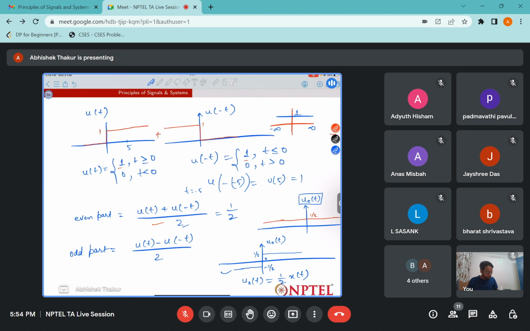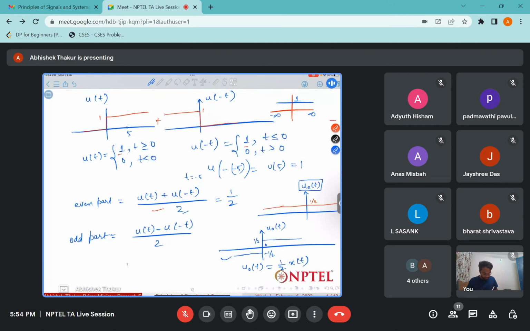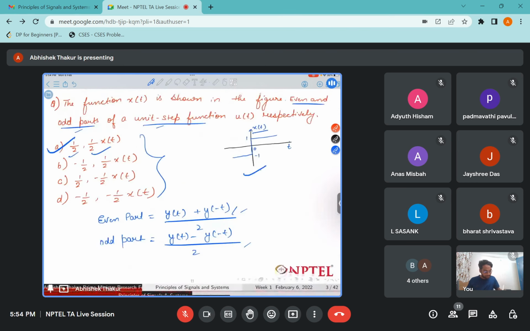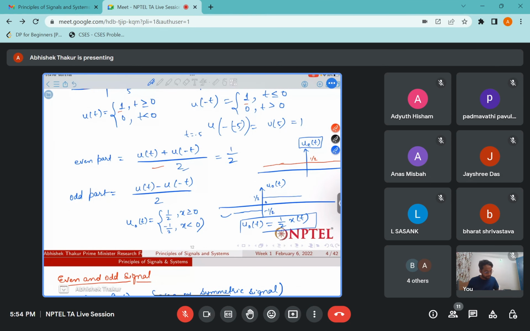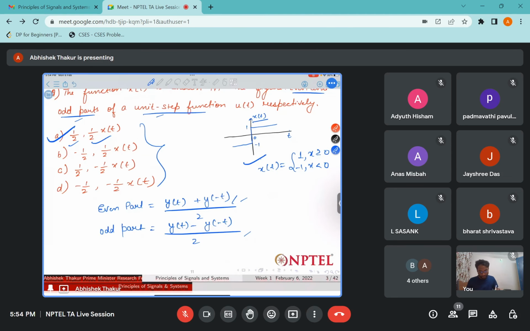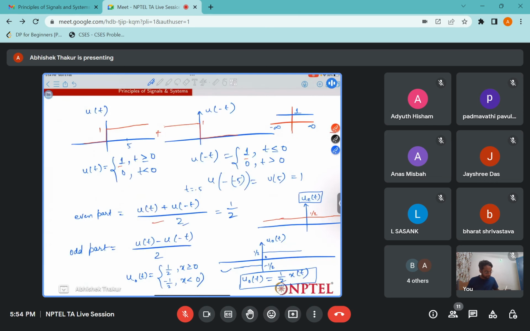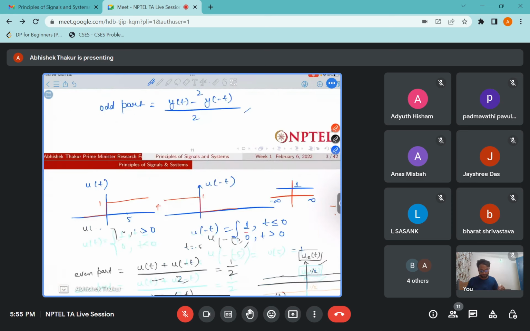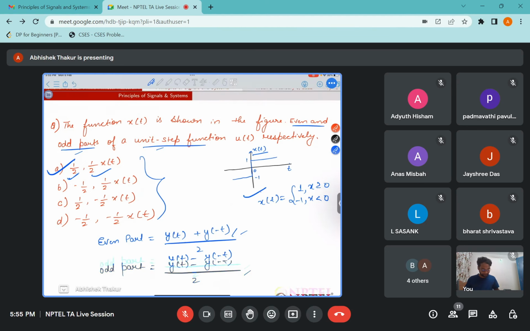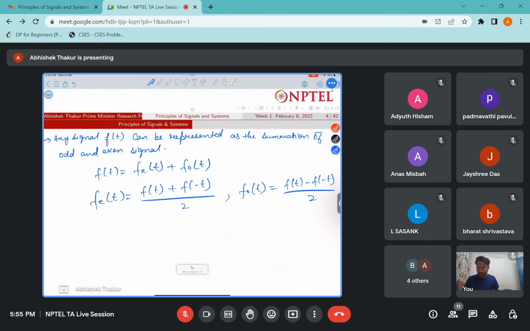Now see, u_o(t) is equal to half for x greater than or equal to 0 and minus half for x less than 0. And here you can see x(t) is equal to 1 for x greater than or equal to 0, minus 1 for x less than 0. So u_o(t) is just half of x(t). So which option is correct? Even part is half. Here we have calculated even part is half, and odd part of the unit step function is half of x(t). So option A is correct. Understood? I guess it is clear now after writing this concept.